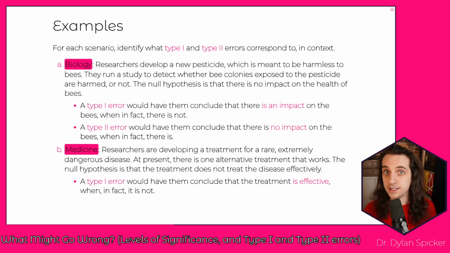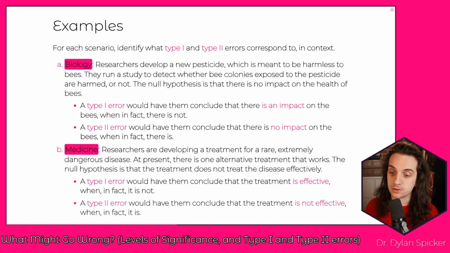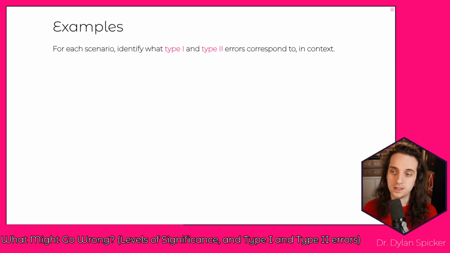The type 2 error is going to have us drawing the opposite conclusion, right? So we're going to conclude that the treatment does not treat the disease effectively. However, it actually does, right? So a type 2 error is going to be, we conclude that the treatment is not effective when in fact it is actually effective. Okay.